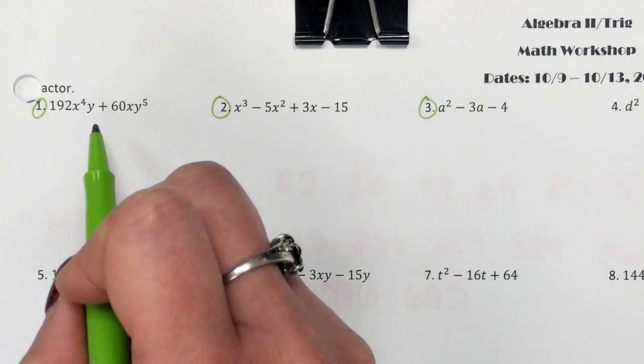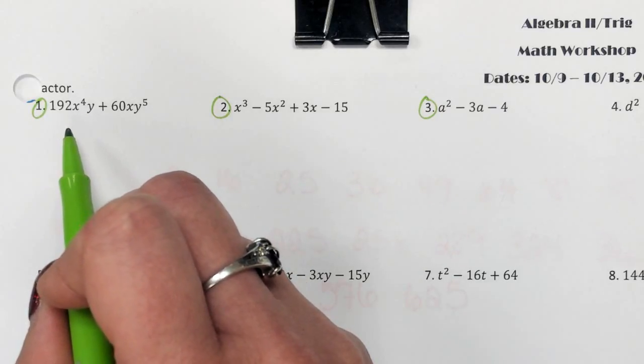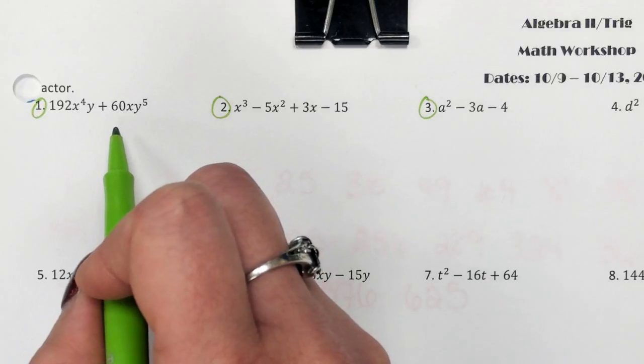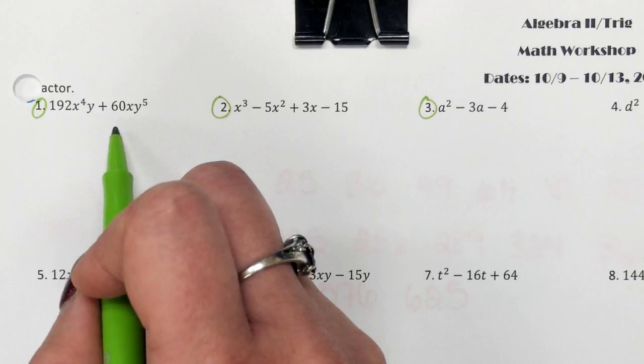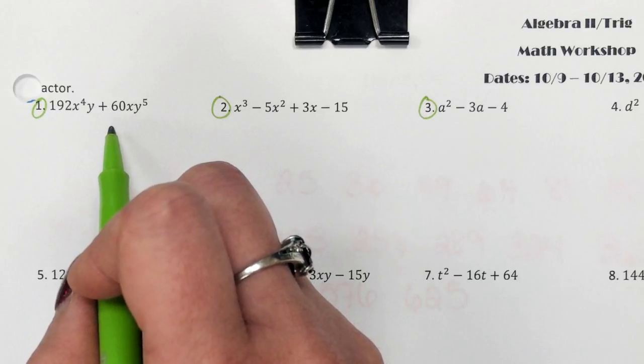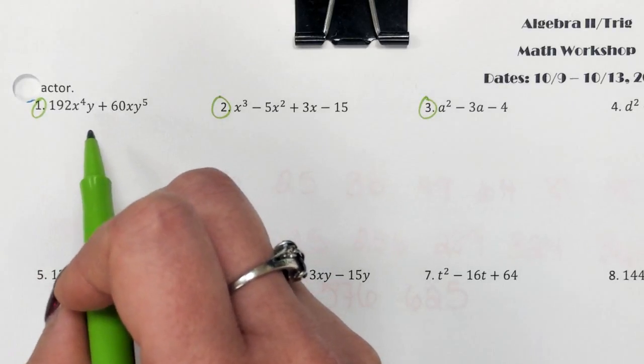All right, what's the next biggest number that goes into 60? 30. 30 doesn't go into 192. What's the next biggest number that goes into 60? 20 doesn't go into 192. What's the next one for 60? 15. 15 doesn't go. Then you end up with 12, okay?